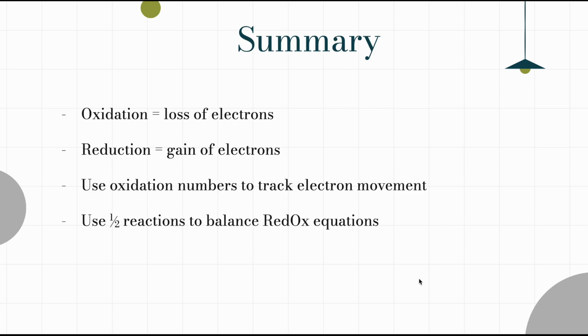So to summarize, oxidation is the loss of electrons and results in an increase in a compound's charge. Reduction is the gain of electrons and results in a decrease in a compound's charge. We use oxidation numbers to track electron movement in a redox reaction, and to balance redox reactions, we use half reactions, balance those separate half reactions using mass balancing, electron balancing, and charge balancing, and then we recombine those half reactions to gain a final balanced redox equation.